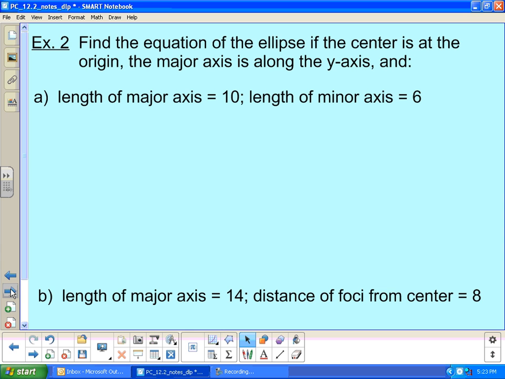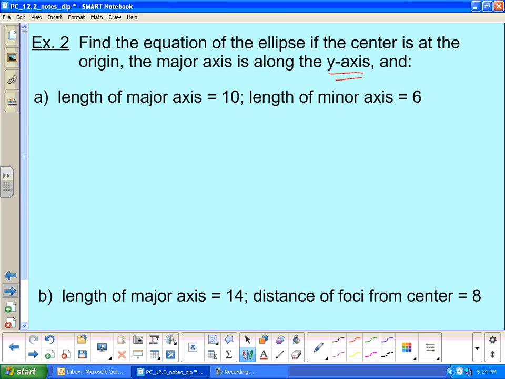All right, this next example: find the equation of the ellipse if the center is at the origin, the major axis is along the y-axis, and we've been given these different scenarios here. We're centered at the origin. Our major axis for this one is the y-axis. Let's just go ahead and remind ourselves that way.